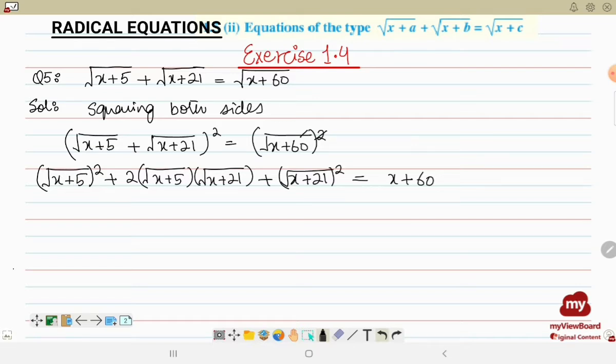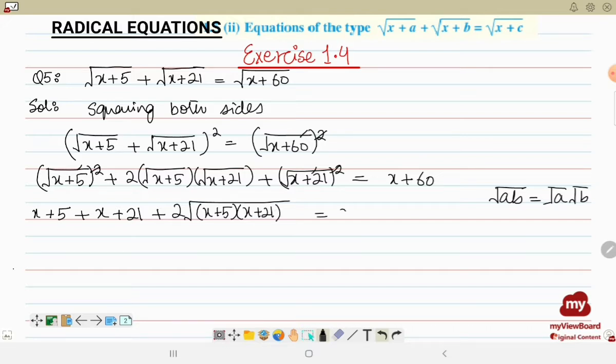Now let's solve the left hand side. Square will get cancelled by root on x plus 5, and the last term's square will get cancelled by the root. We are having x plus 21. And here we have already read about the property of radicals. If we are having separate radical signs, we can combine them, so we can easily multiply the two terms. And the right hand side will be as it is written.